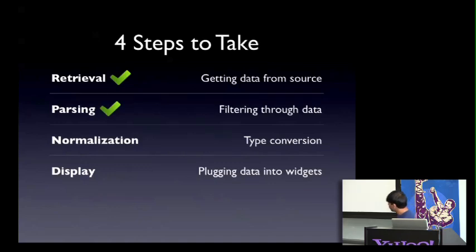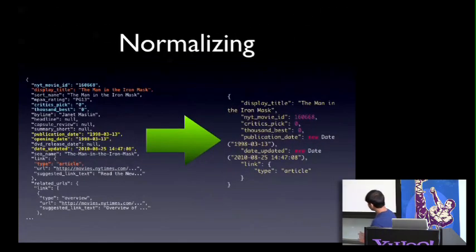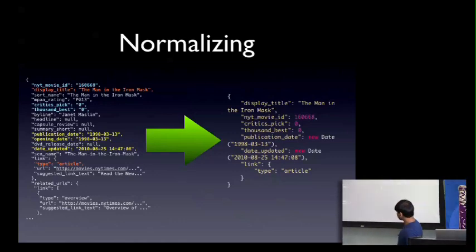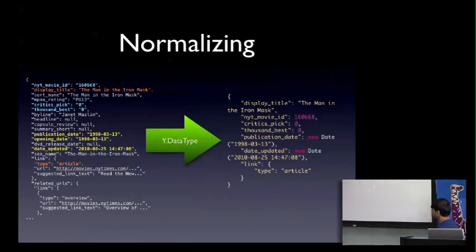So on that note, we've kind of talked about retrieval using data source and parsing using data schema. Let's talk about normalization. So when you get JSON back, everything comes back as strings. And this is fine if you want to just display that information. But if you're doing any sort of comparative operations or sorting or arithmetic calculations, then you don't want to treat dates as strings and numbers as strings. So normalization is all about converting this stuff into what it actually truly represents. And we're going to use data type to do this.